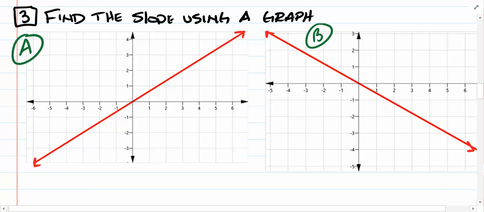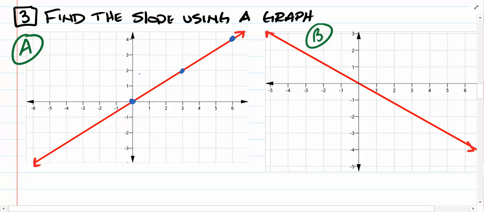So pick a point that you can find anywhere on the graph. I can clearly see that that point is on the graph. That's 0, 0. And I can also clearly see that this point over here is on the graph. Okay, that is 6, 4. And I could have also picked this one. You should notice that it's going to be the same thing no matter what.